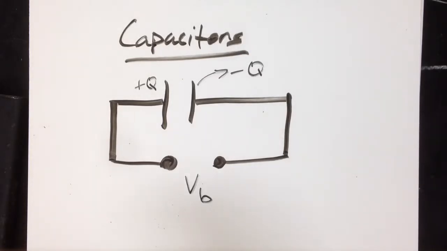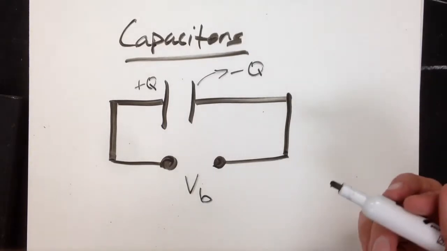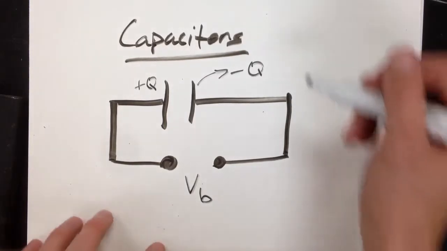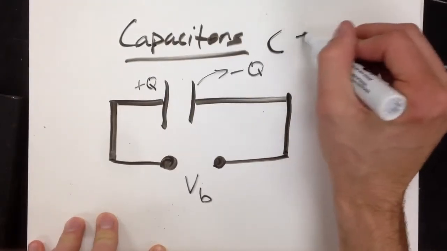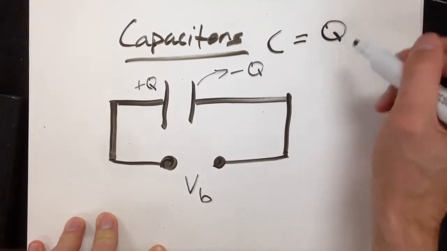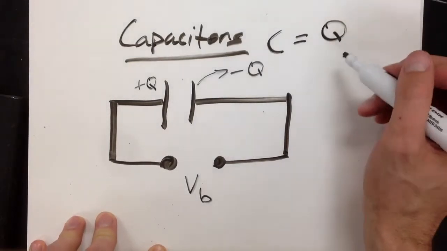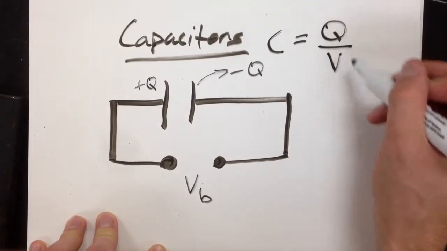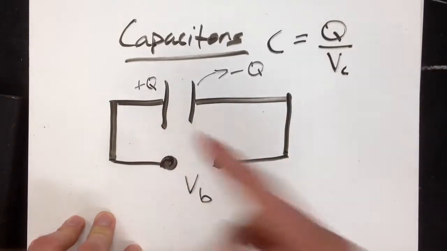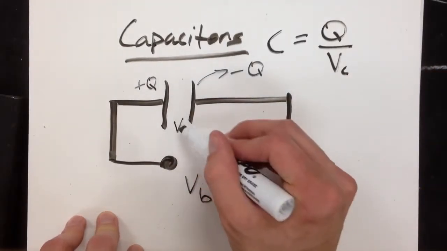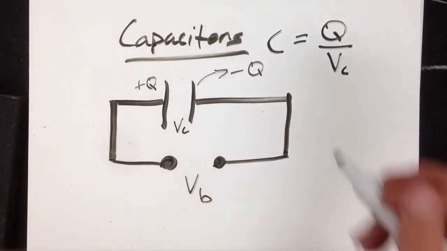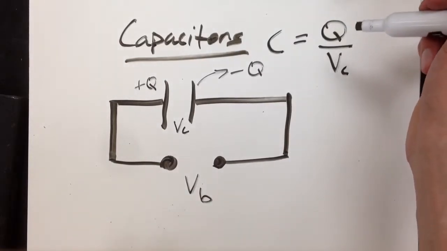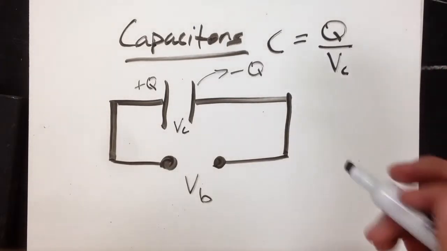Now, capacitors all have a certain capacitance. Capacitance is basically the ratio of the charge induced on a plate divided by the potential difference of the capacitor. I'll call that VC. So, capacitance, charge, and potential difference. How does that help us out?